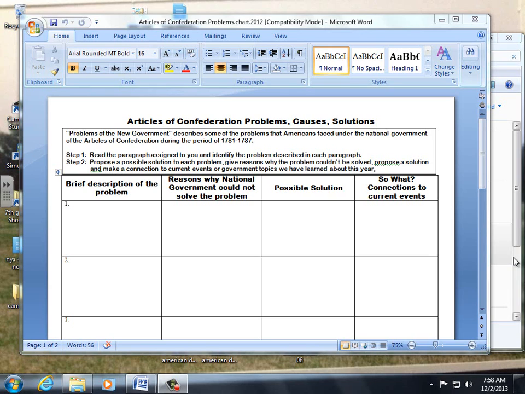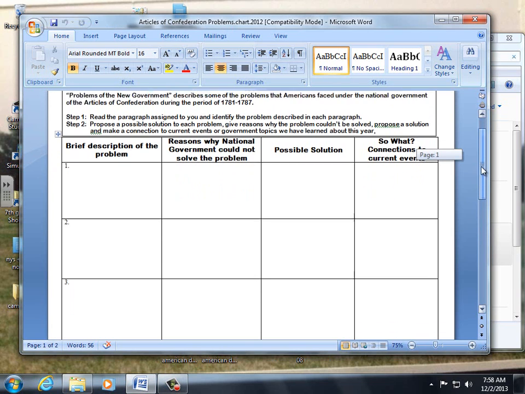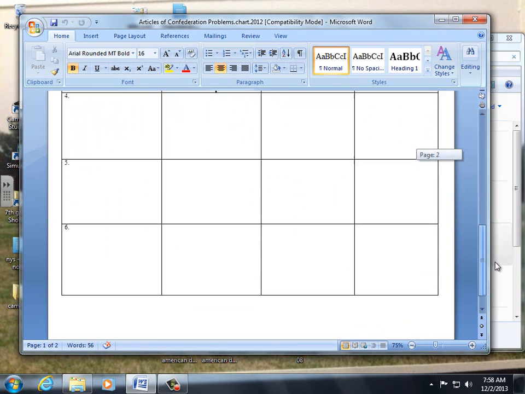All right, tomorrow in class on Wednesday, December 4th, you and a couple people you're sitting next to will look at various problems that existed in the new nation through and during the Articles of Confederation. You'll be handed a worksheet that looks very similar to this. There are 6 different problems.